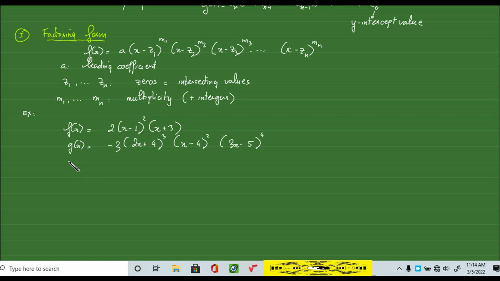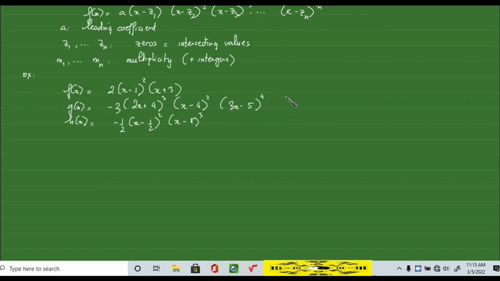Or even I have something like this. What if I have something like this? I have a -1/2, (x minus a half) squared, and this is (x minus pi) raised to the third. Here you go. This is also a polynomial function. It's just the zero over here is different. The zero over here is a fraction. The zero over here is pi, but it's still considered a polynomial function, because all the multiplicities over here are integers. Positive integers. We don't have negative integers.